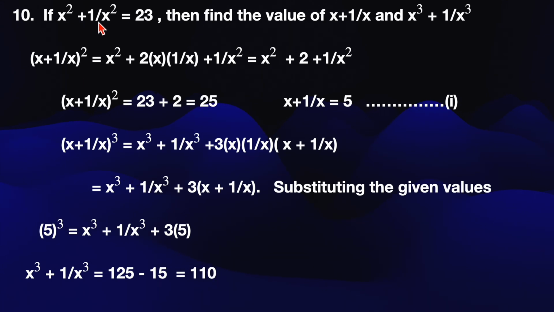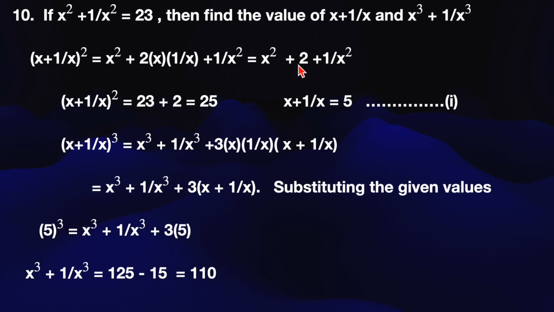10. If x square plus 1 upon x square is equal to 23, find the value of x plus 1 upon x and x cube plus 1 upon x cube. Okay, they're asking us to find x plus 1 upon x. So what is the formula for this? A plus b the whole square is a square plus 2ab plus b square. That formula I have put here. Solve it, this x and x will cancel. So you get like this.